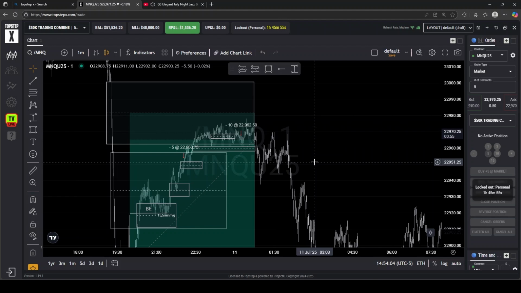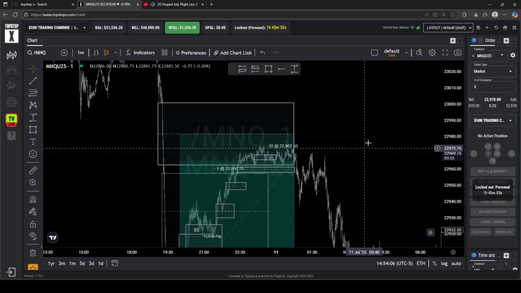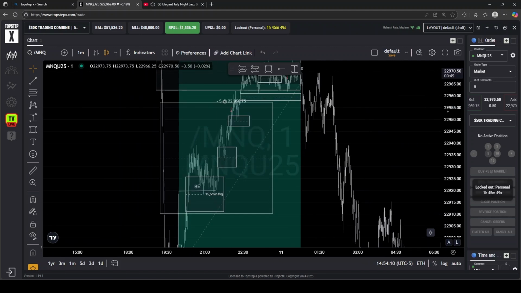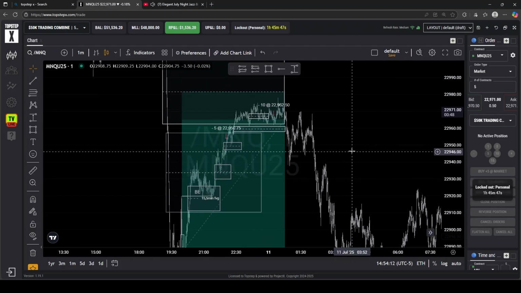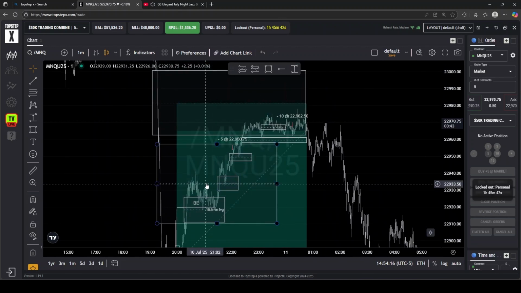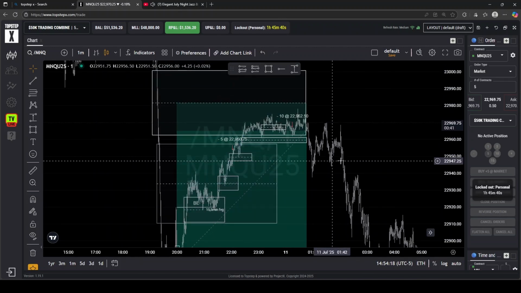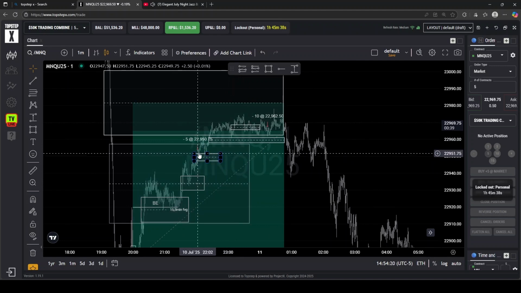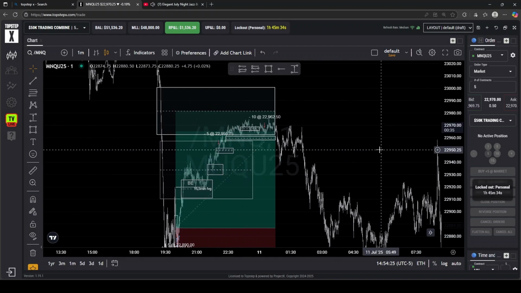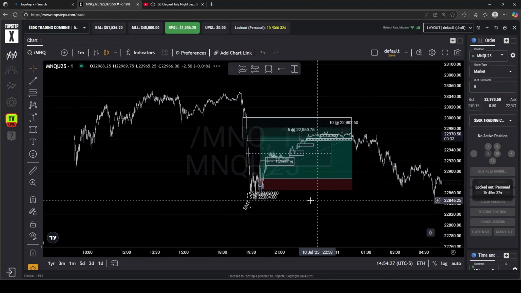I was negative 1,000, so I guess you could say I revenge traded, trying to make back the money, but I was also just following my setup. If that didn't happen, I would have most likely just probably exited here. But yeah, guys, this is the trade.